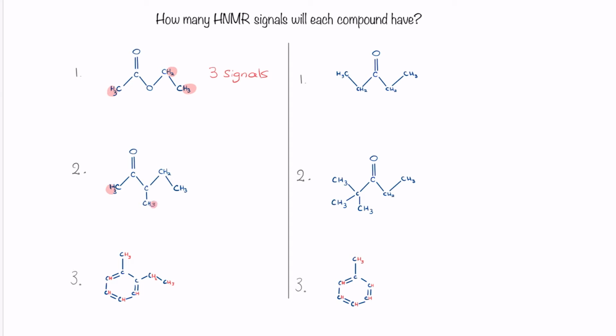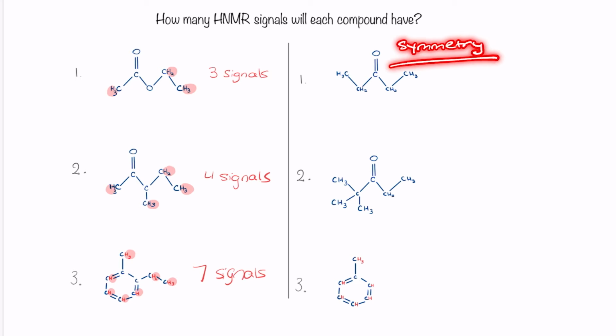Let's go ahead and try the next one. We have one hydrogen environment here, one here, one here, and one here. So this H NMR spectra is going to have 4 signals. Take a moment to try the third one on your own. So here we have one hydrogen environment, we have another, we have all these hydrogen environments. And so we see that this compound is going to have 1, 2, 3, 4, 5, 6, 7 H NMR signals.